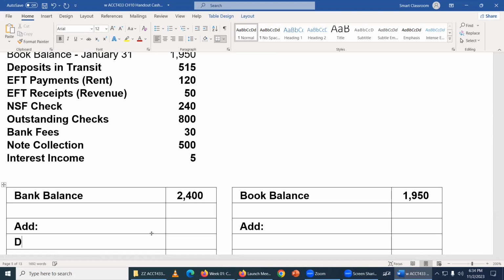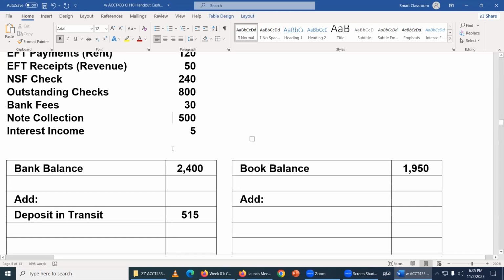We can't just go into the bank's account and make adjustments. But we will make adjustments in ours. So we made this deposit in transit. The bank just hasn't recognized it yet. So the bank side should be $515 added to it.